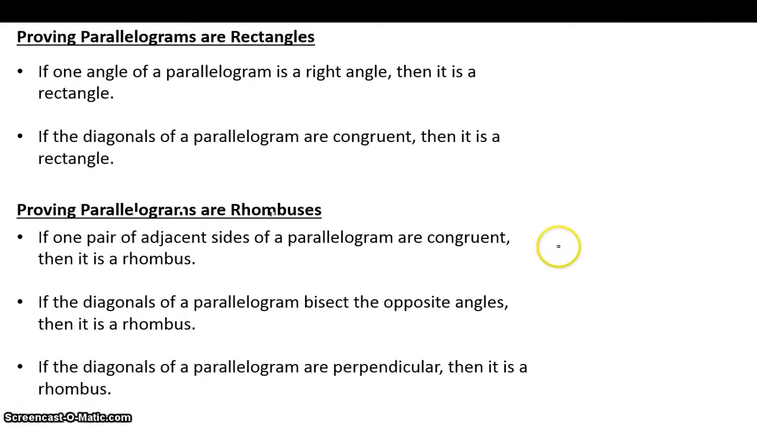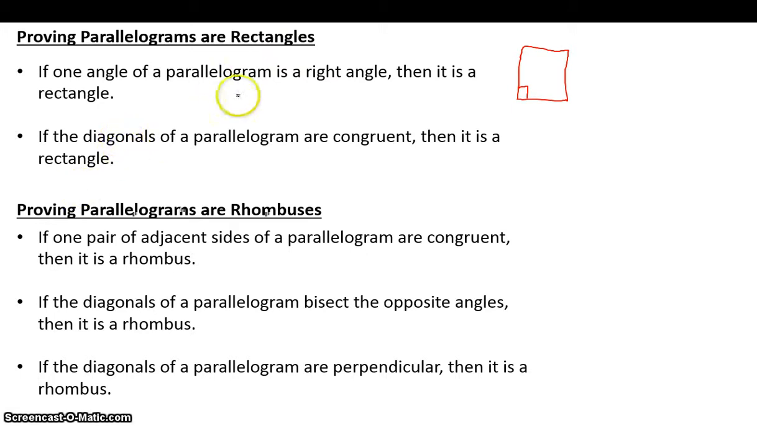So while you're getting out your worksheet, you can continue to play this to remind you how we proved parallelograms were rectangles or parallelograms or rhombuses. And so this is what you took notes over yesterday. So if one angle of a parallelogram is a right angle, then it is a rectangle. So if they tell you in the directions that it's a parallelogram and they show you one right angle, then you would say that's enough to say it's a rectangle.